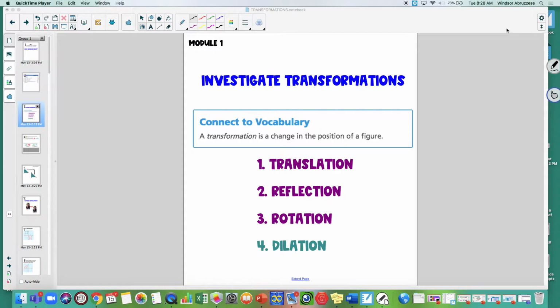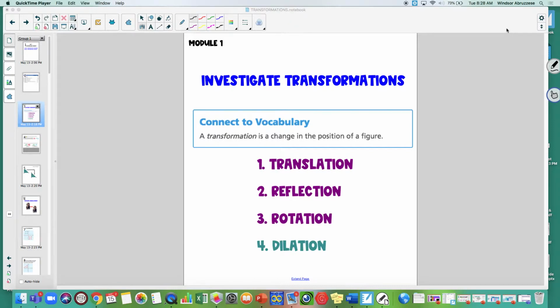There's a movie about Transformers. On social media, maybe you might post a Transformation Tuesday picture. But in math, we're talking about the change in the position of a figure. So I'm going to take a triangle and I'm going to move it somewhere else. Or I will take a trapezoid and move it somewhere else on the coordinate plane.